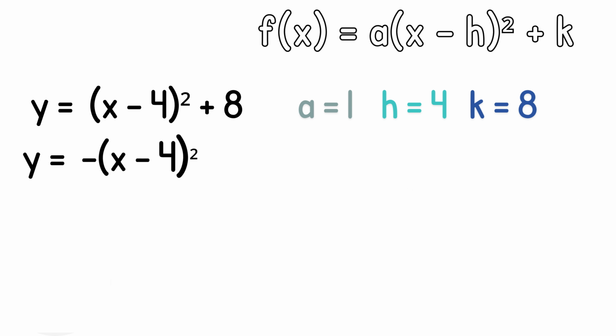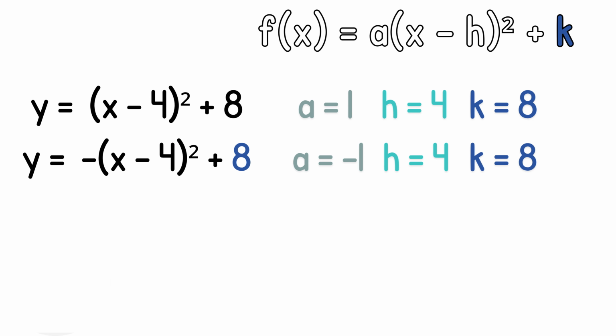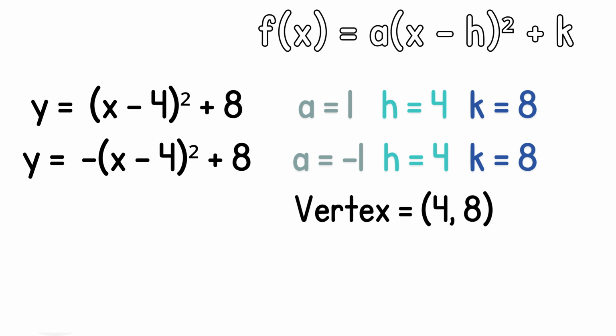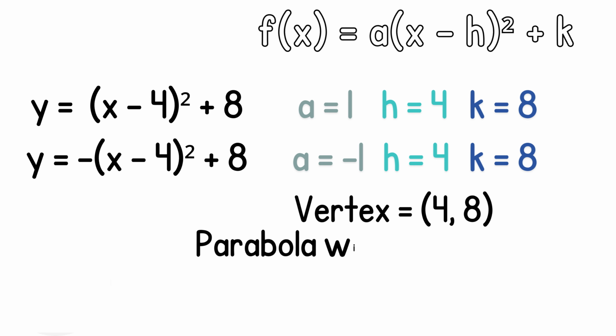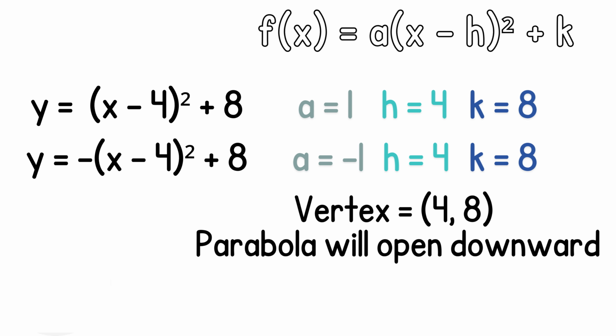Now if we have a function like y = -(x - 4)^2 + 8, now our a value is negative 1. So we'll put a as negative 1, h is still 4, and k is still 8. So the vertex will still happen at (4, 8), but since a is negative, our parabola will now open downward.